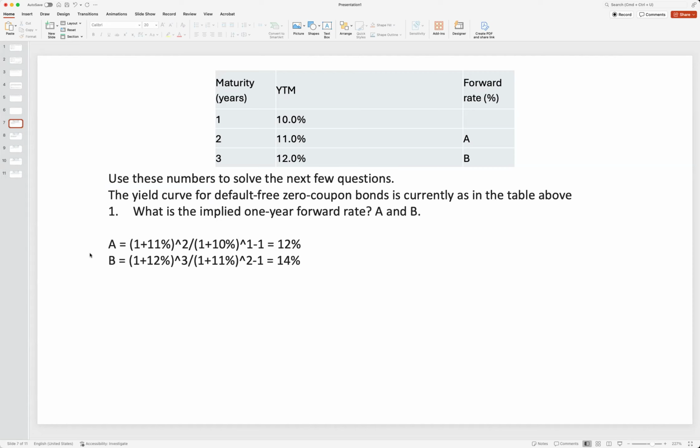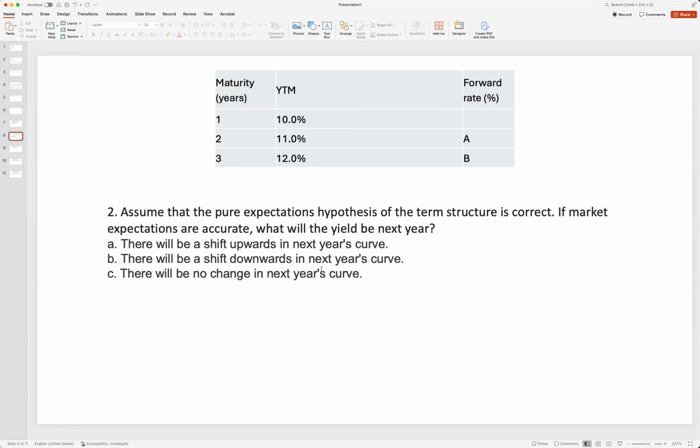Now, let's come back to our yield curve table. Right now, the 1 and 2 year yields are 10 and 11%. Now, we know that over the next year, the expected short rate in year 2, the forward rate A, is 12% instead of 10%. So you see the yields are increasing, and we need to choose A. There will be a shift upward in next year's yield curve.